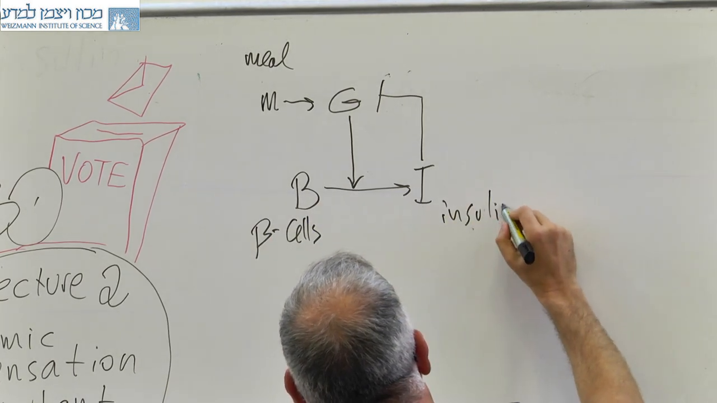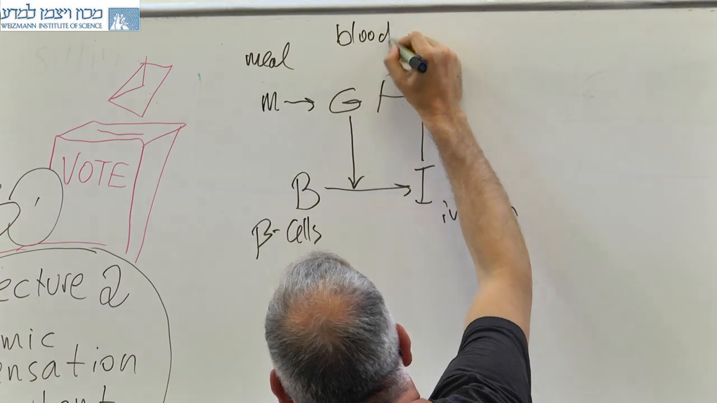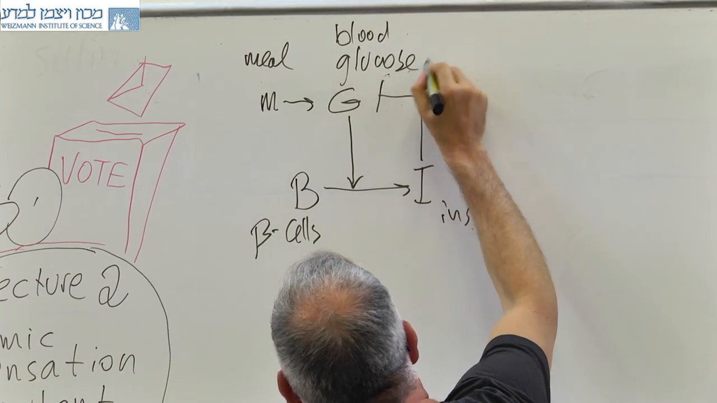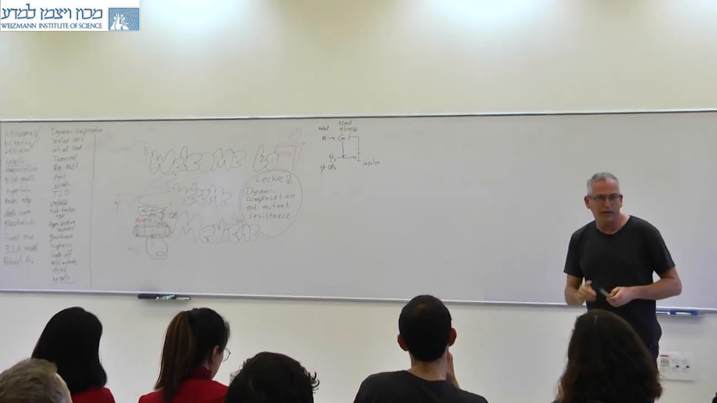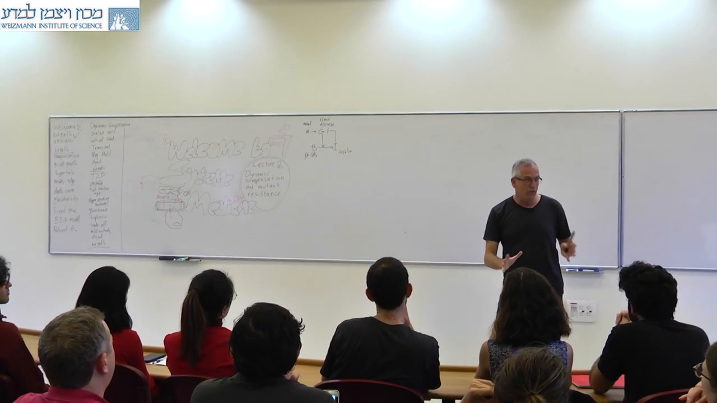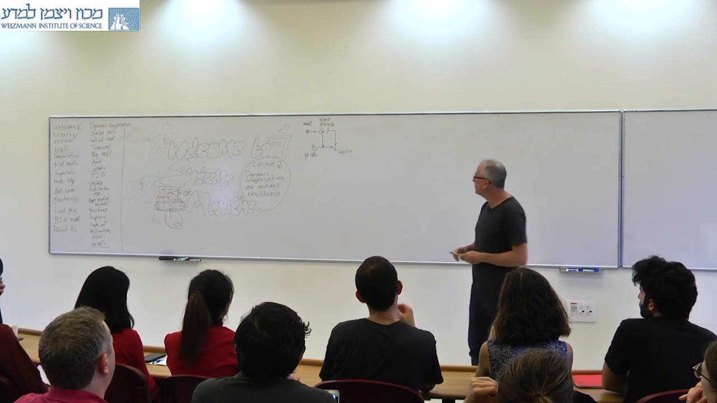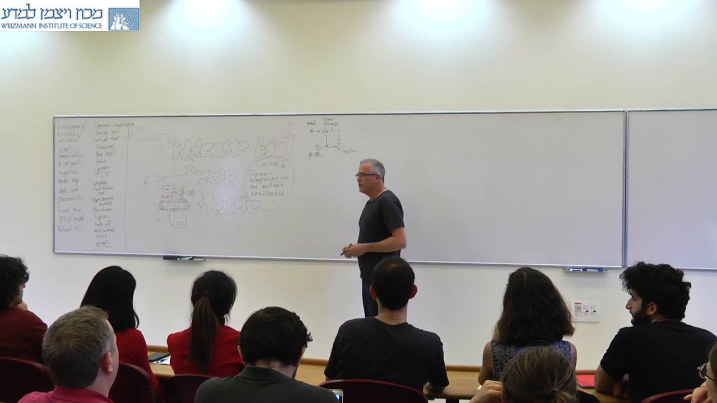Insulin, blood glucose. So that's our feedback loop, the glucose-insulin feedback loop. The time scale, as I said, is on the order of an hour. That's the removal rate of insulin. Nice deep sigh of relief.